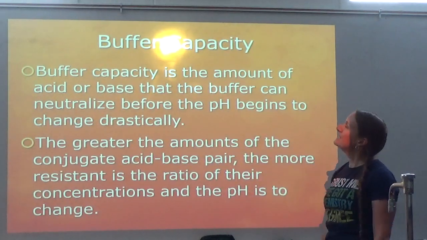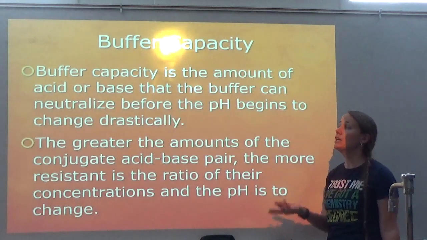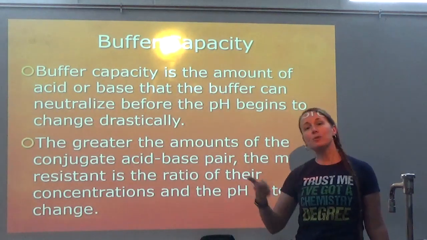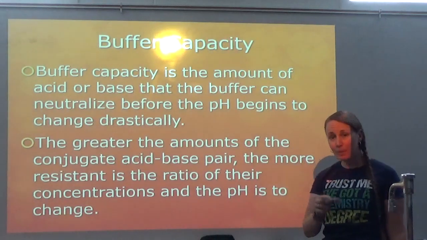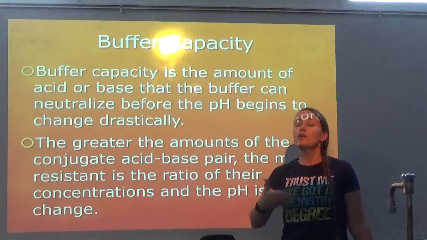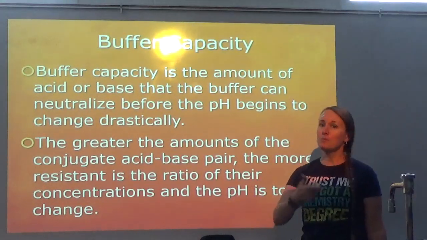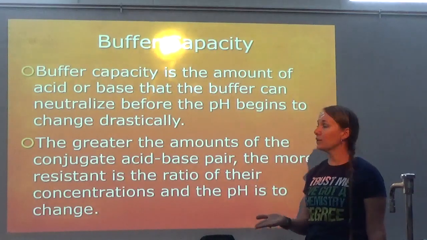So buffer capacity is the amount of acid or base that the buffer can neutralize before the pH does begin to change drastically. So like when you add acid to a buffer, the base component will neutralize it, but it can only neutralize it until the base component runs out. So in other words, the more acid and base you have, the higher the buffer capacity.